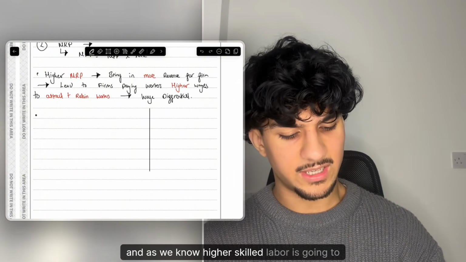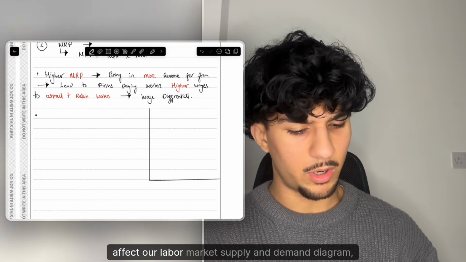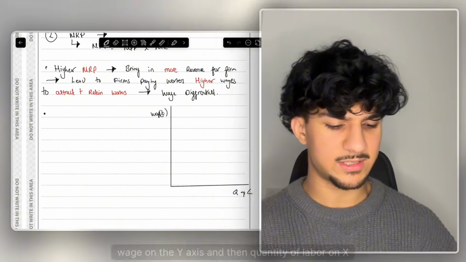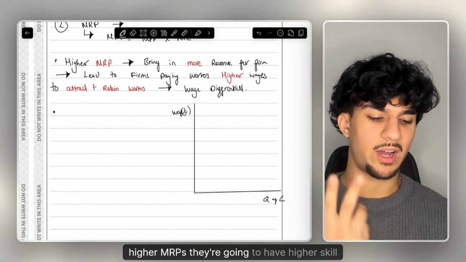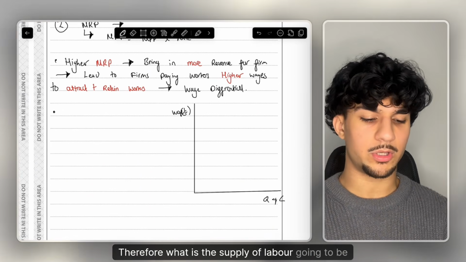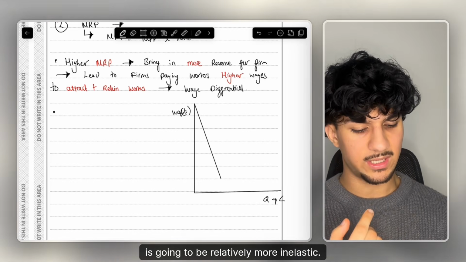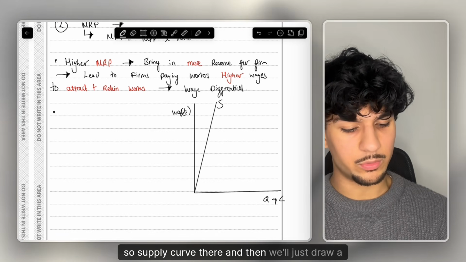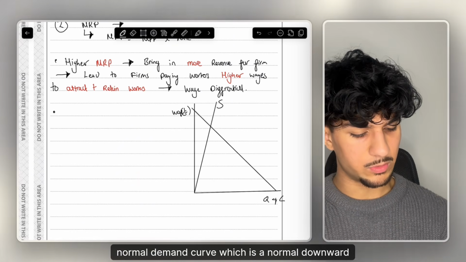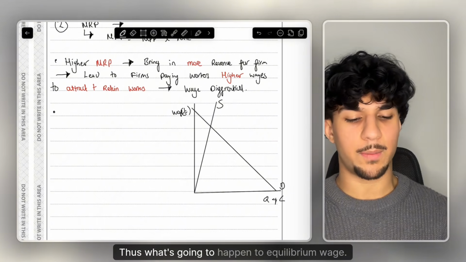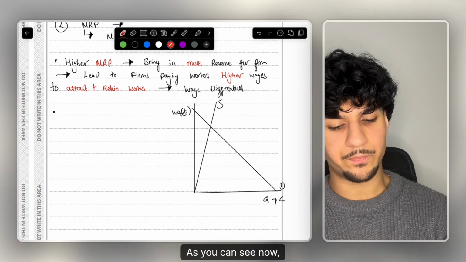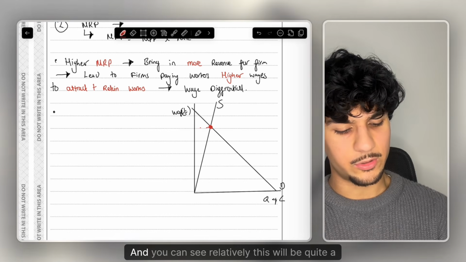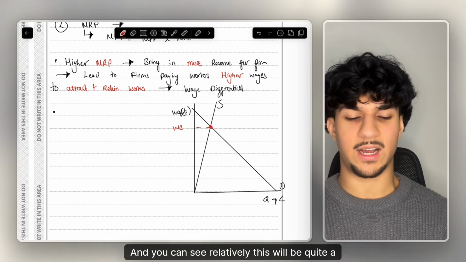And as we know, higher skilled labour is going to affect our labour market supply and demand diagram, of course, wage on the y-axis and then quantity of labour on our x-axis. Like I said, these workers with higher MRPs, they're going to have higher skill levels. Therefore, what is the supply of labour going to be? It's going to be relatively more inelastic. So we can draw our supply, which of course is upward sloping. It's a supply curve there, and then we'll just draw a normal downward sloping demand curve. Thus, what's going to happen to equilibrium wage? As you can see now, the labour market reaches equilibrium where supply of labour equals demand of labour, and you can see relatively this will be quite a high wage.